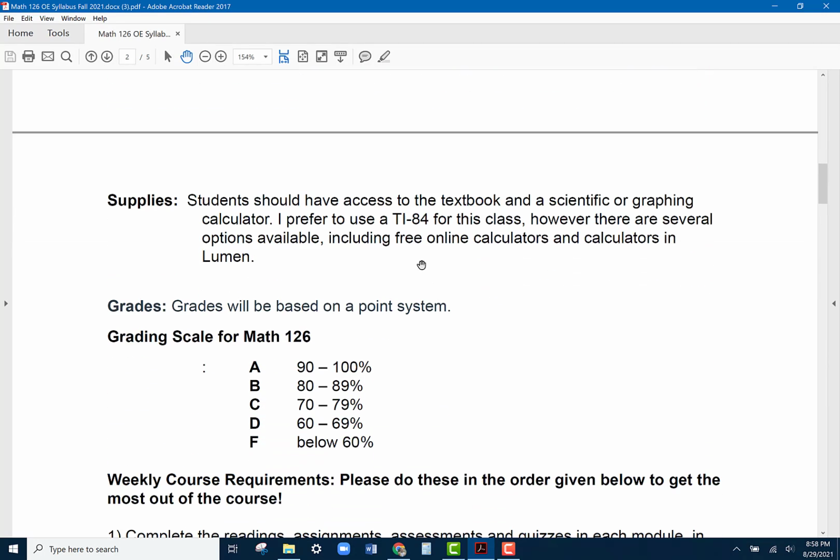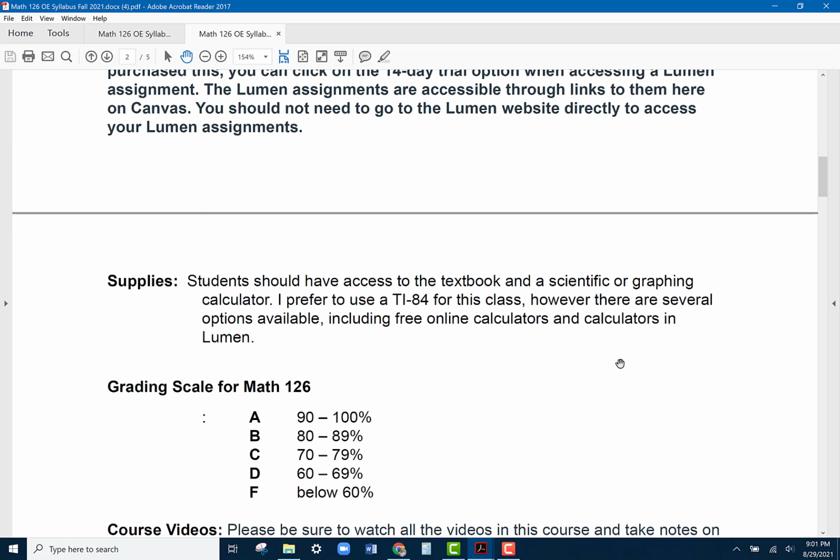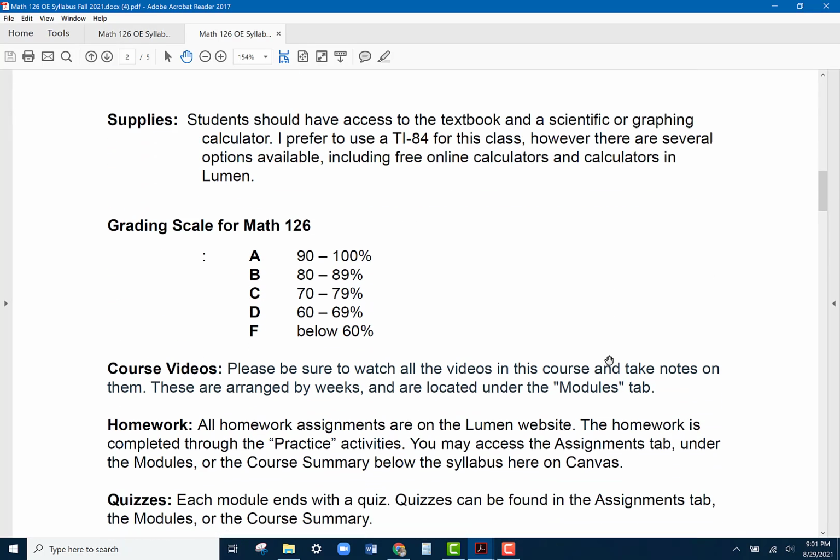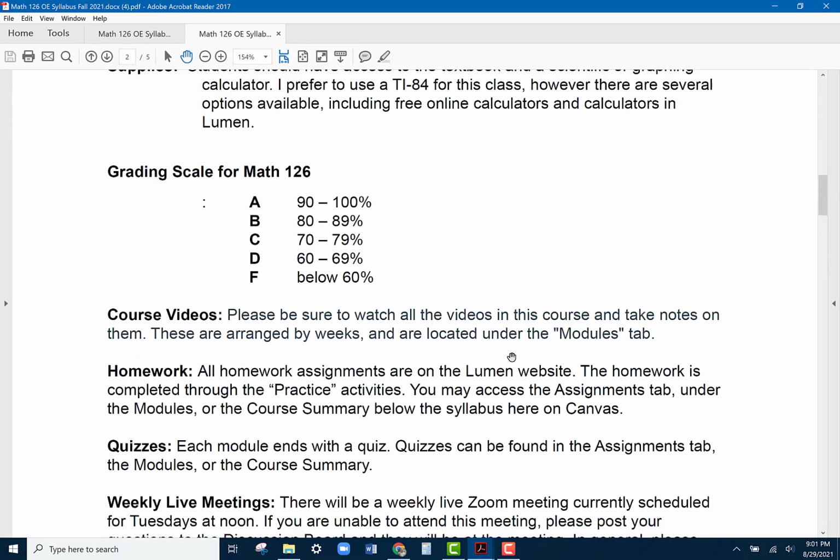Supplies: students should have access to the textbook and a scientific graphing calculator. I prefer to use a TI-84 for this class. However, there are several options available, including free online calculators and calculators that are inside Lumen. The grading scale for this class is pretty standard: A, B, C, D, F.